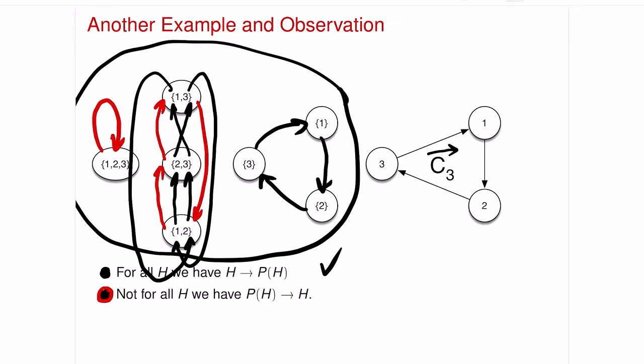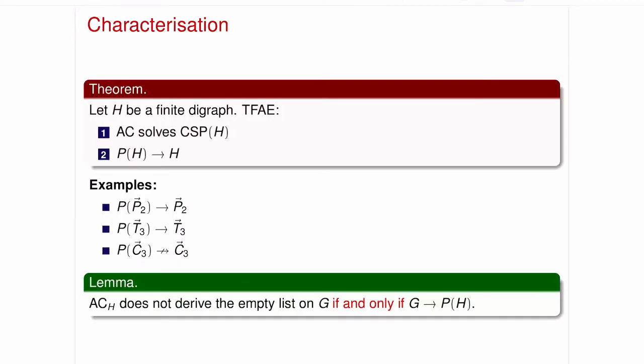And now comes the link between the arc consistency procedure and the Powerset graph. So let H be any finite digraph. Then I claim that the following are equivalent. Arc consistency procedure solves CSP of H. This is the goal that we formulated at the end of the first part today, before the break. That's what we are interested in. Is equivalent to the Powerset graph of H homomorphically maps to H.